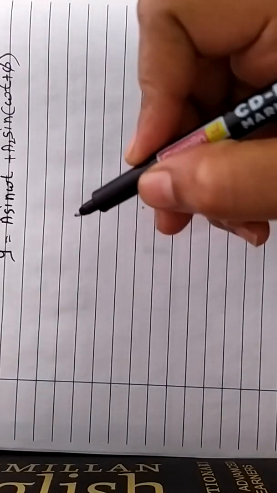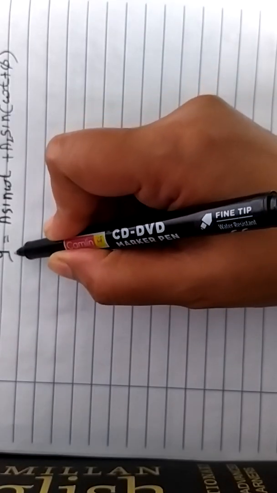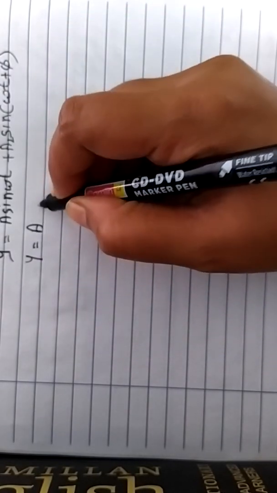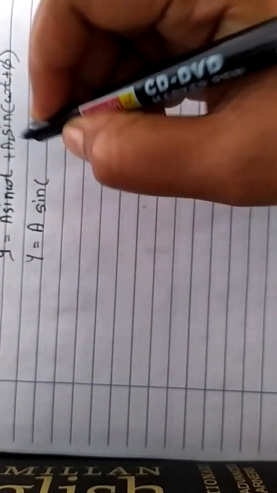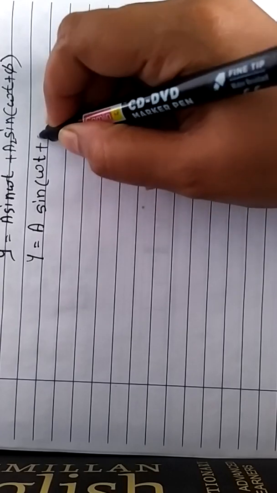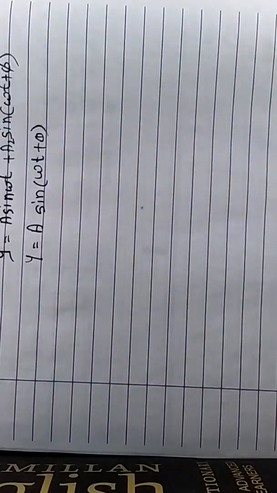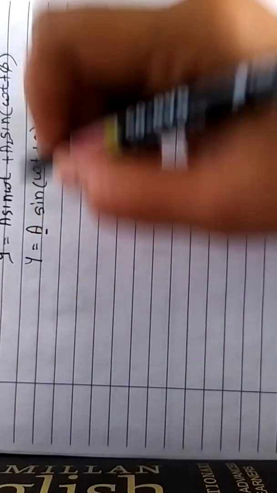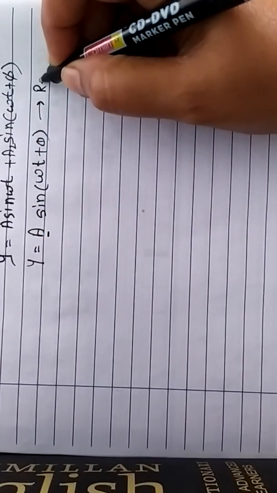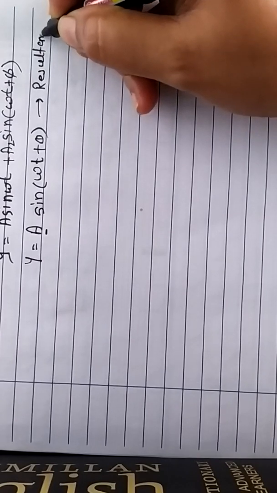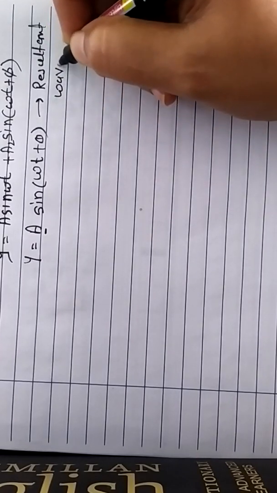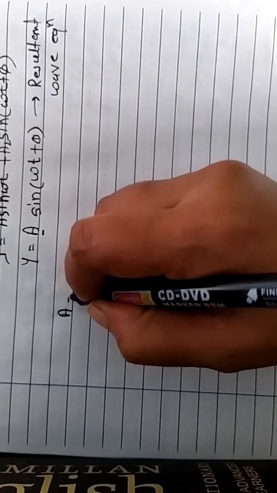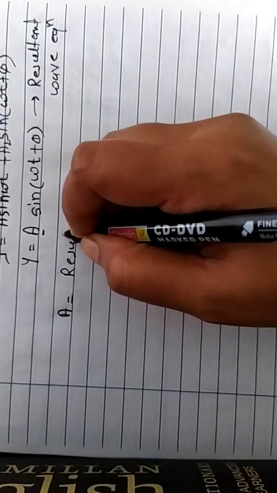In the previous lecture, we calculated the value of y. y is equal to A sine of omega t plus theta, where A is the resultant amplitude. That equation is the resultant wave equation, and A is called the resultant amplitude.